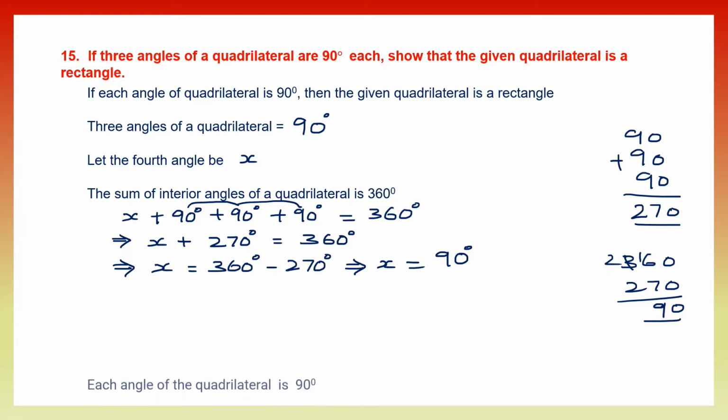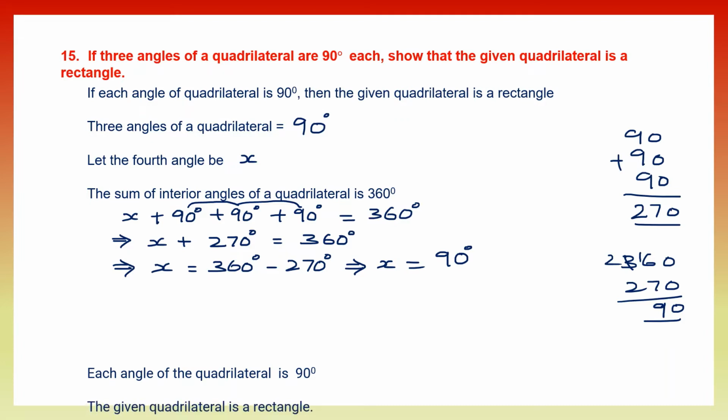So what does this mean? That each angle of the quadrilateral is 90 now, isn't it? Three angles are 90. The fourth is also 90. So the given quadrilateral is a rectangle. So we have shown that the given quadrilateral is a rectangle by calculating all angles, and we found out that they're all 90 degrees each.